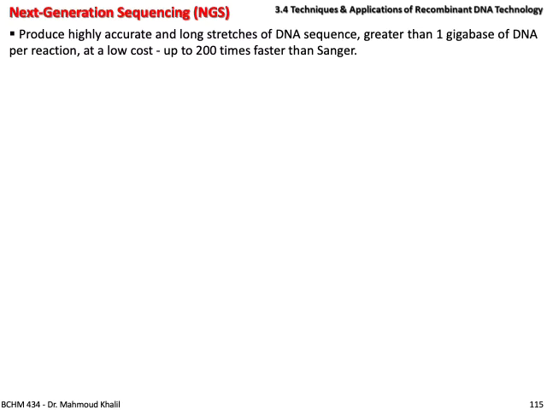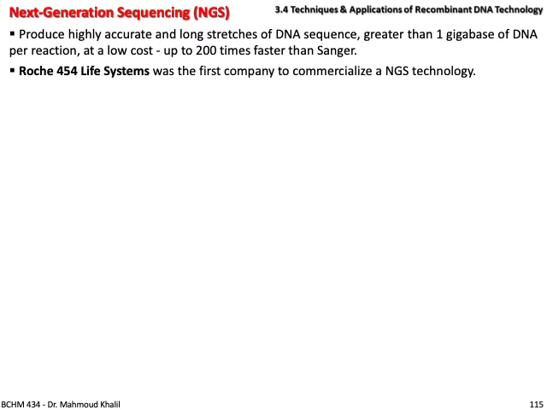The next technique is NGS, or next generation sequencing. It's the advanced way of sequencing DNA. These produce highly accurate and long stretches of DNA sequence, more than 1 gigabase of DNA per reaction, at low cost, up to 200 times faster than Sanger. Roche, a company, produced Roche 454 Life Sciences, the first company to commercialize the NGS technology.